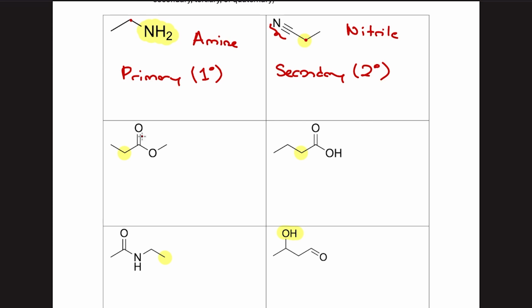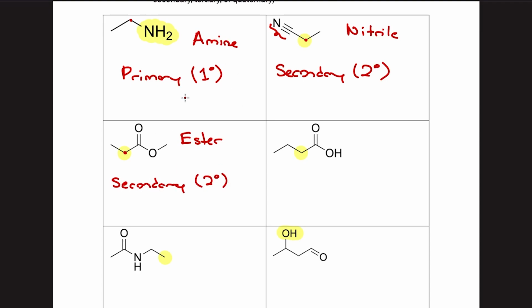Now, the next problem, we have a carbonyl. We also have two oxygens, so it's either an ester or a carboxylic acid. This oxygen does have an R group, and so that means it's an ester. From the previous videos, ester says oo. And we're looking at this carbon to categorize it, and it's connected to two other carbons. So we know that it's secondary.